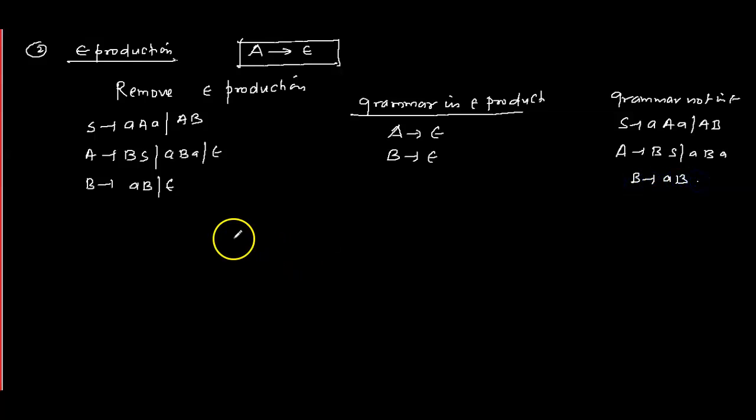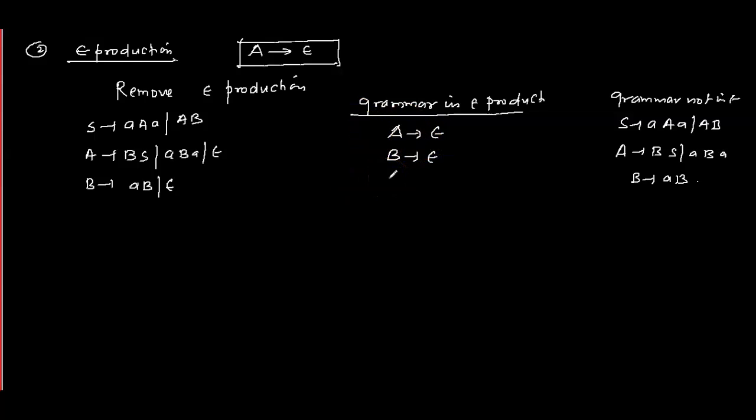Okay. After that, what you have to do here is find further. We got here A is epsilon, B is epsilon. Now you substitute the values of A and B on the right-hand side in the place of A and B. If something becomes epsilon also, that also you have to consider as an epsilon production.